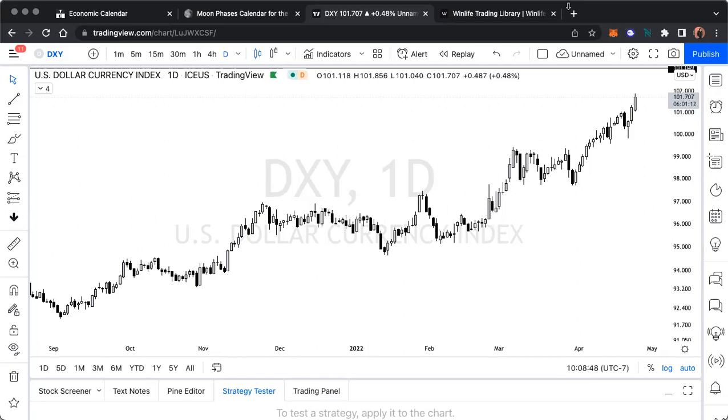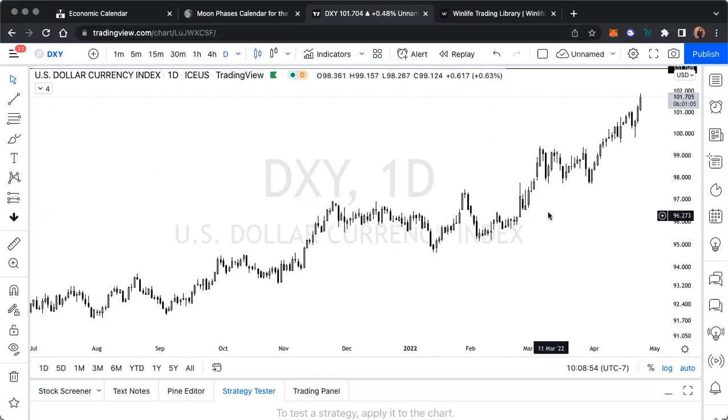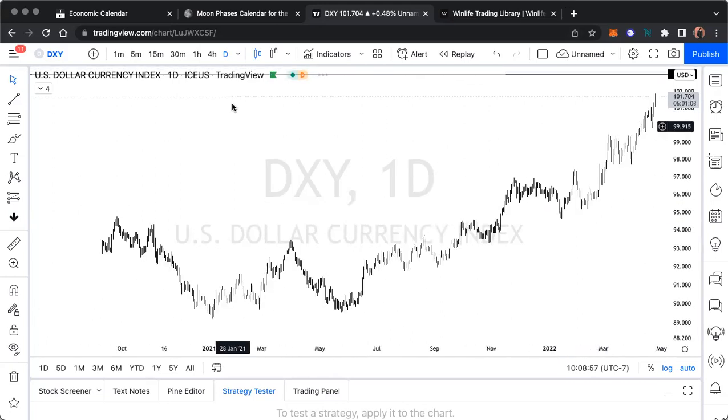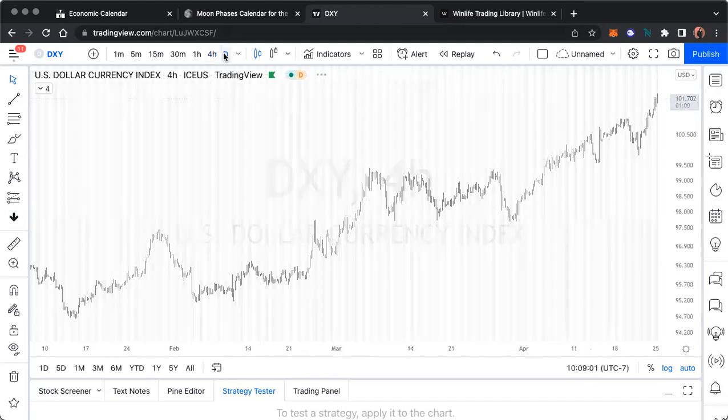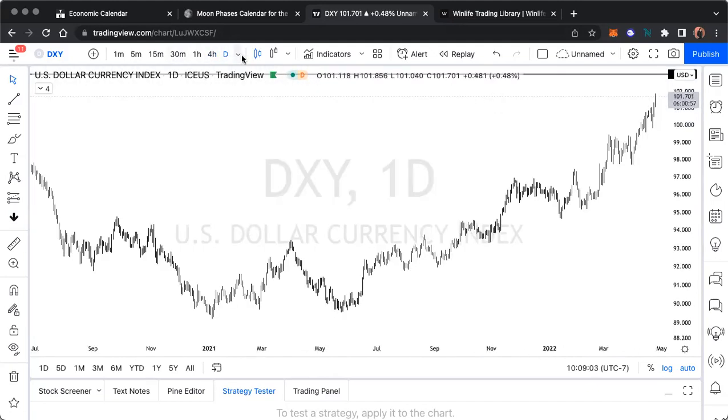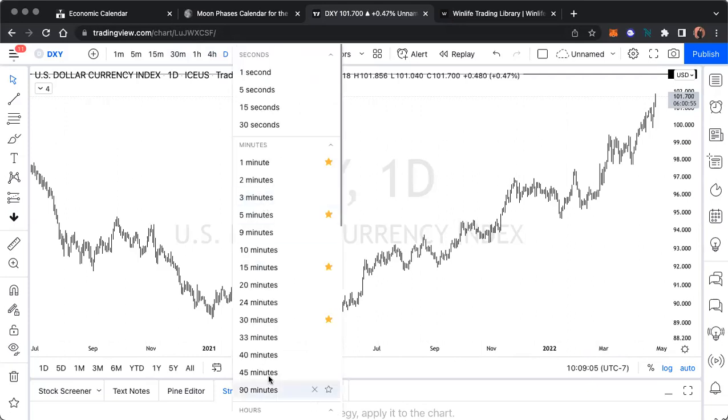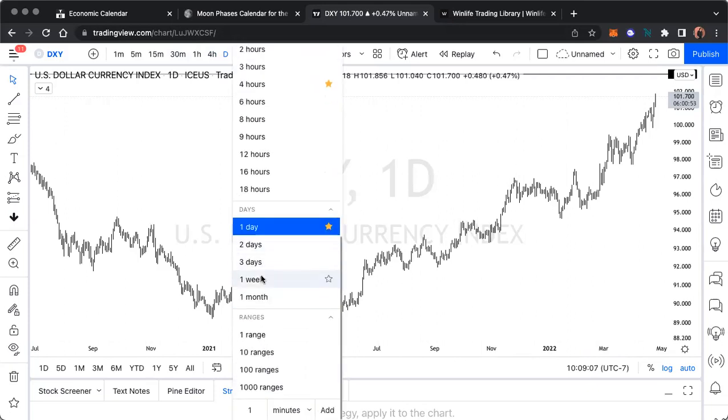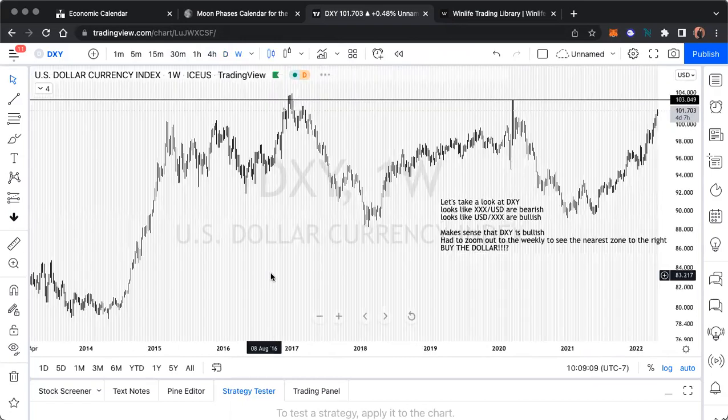And I've been noticing a lot of DXY, it's just been pumping along. So yeah, this was the dollar, something we were expecting to reverse and continue down, based on, let's take a look at a weekly real quick, right?